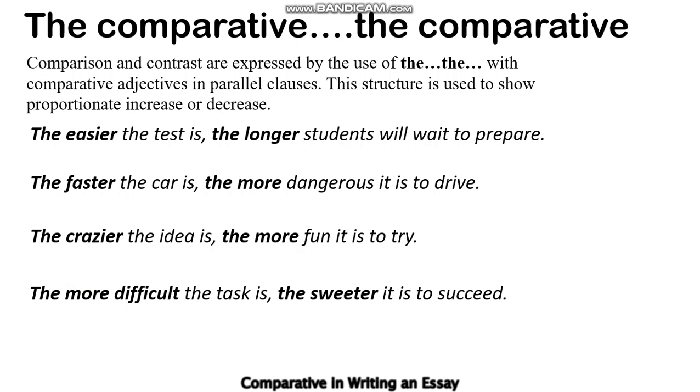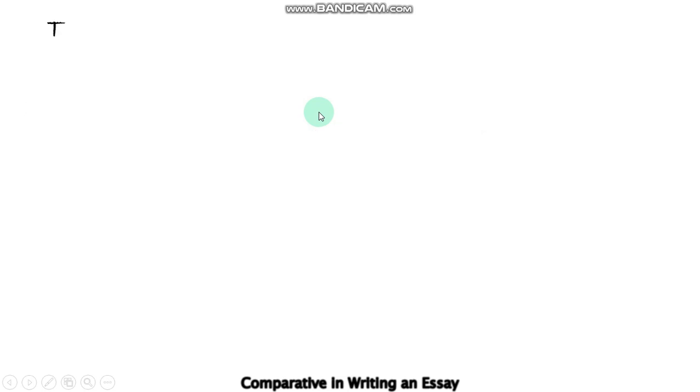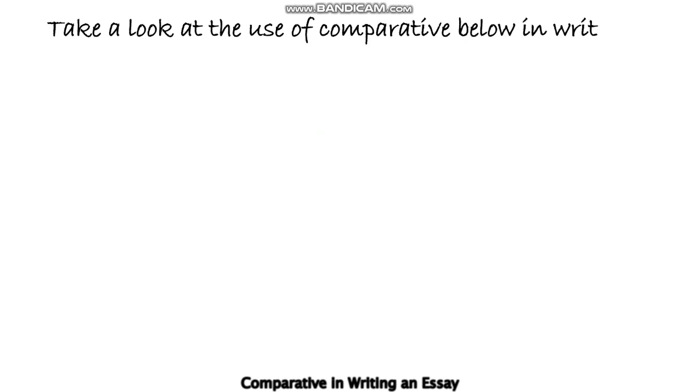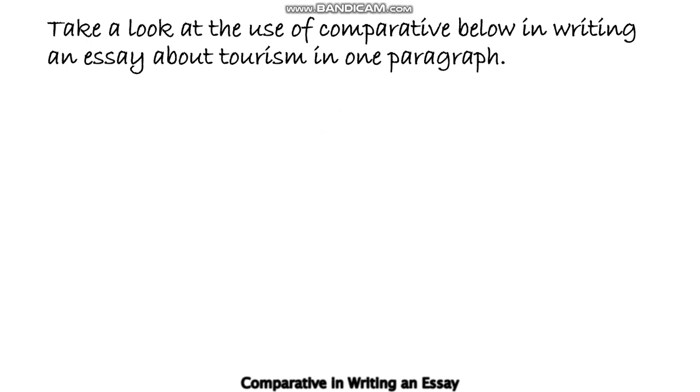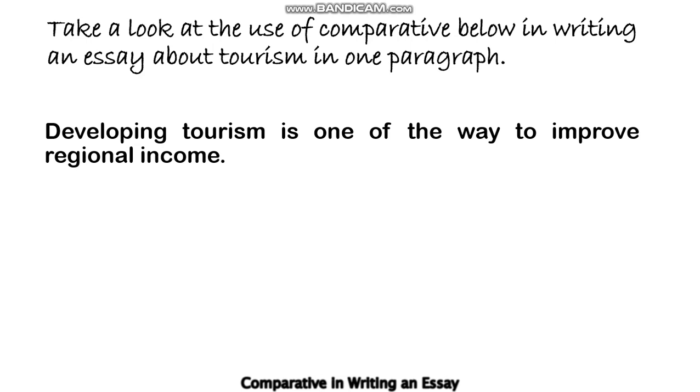Are you ready to apply this in a paragraph? I think so. Okay, take a look at the use of comparatives below in writing an essay about tourism in one paragraph. In writing a paragraph, you start from a topic sentence. Take a look. This is a topic sentence: Developing tourism is one of the ways to improve regional income.